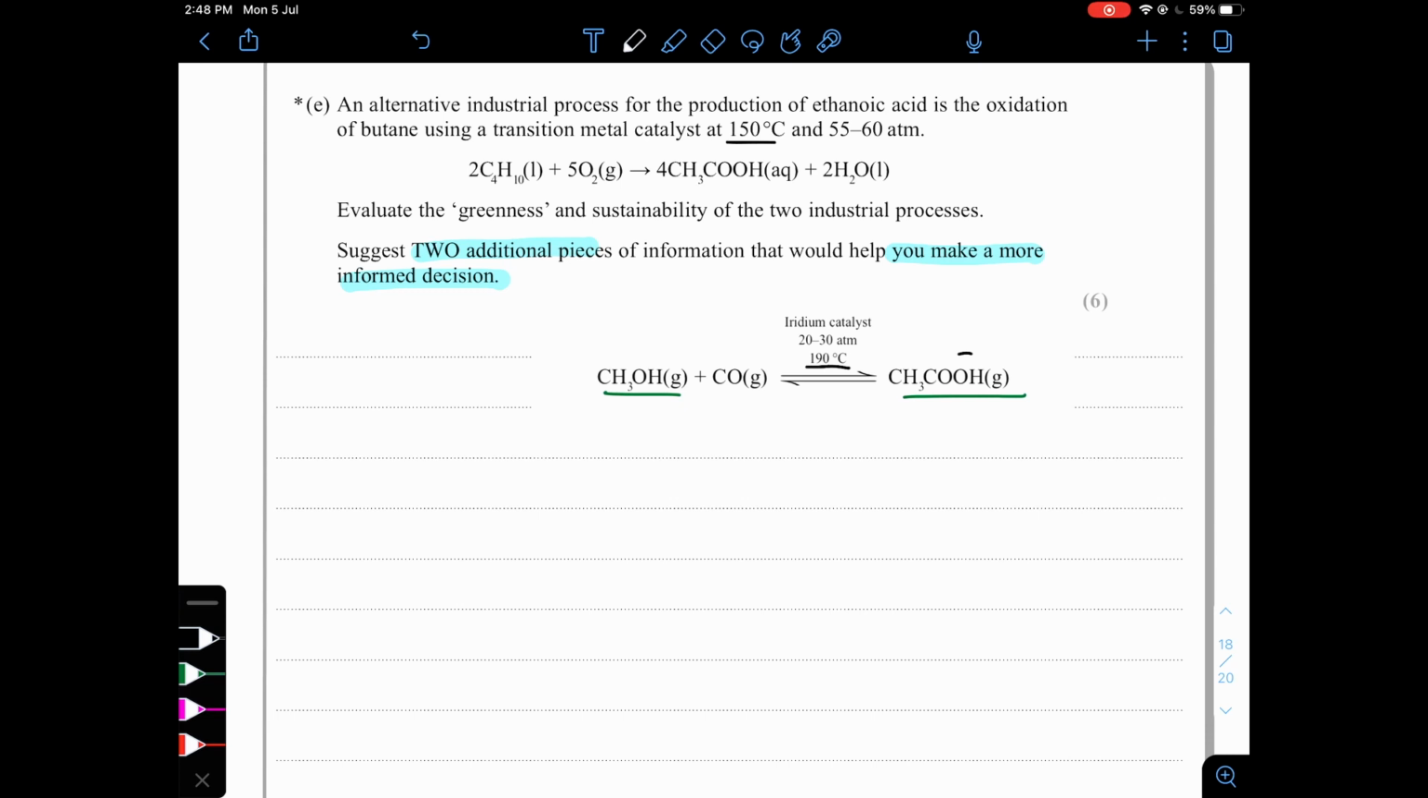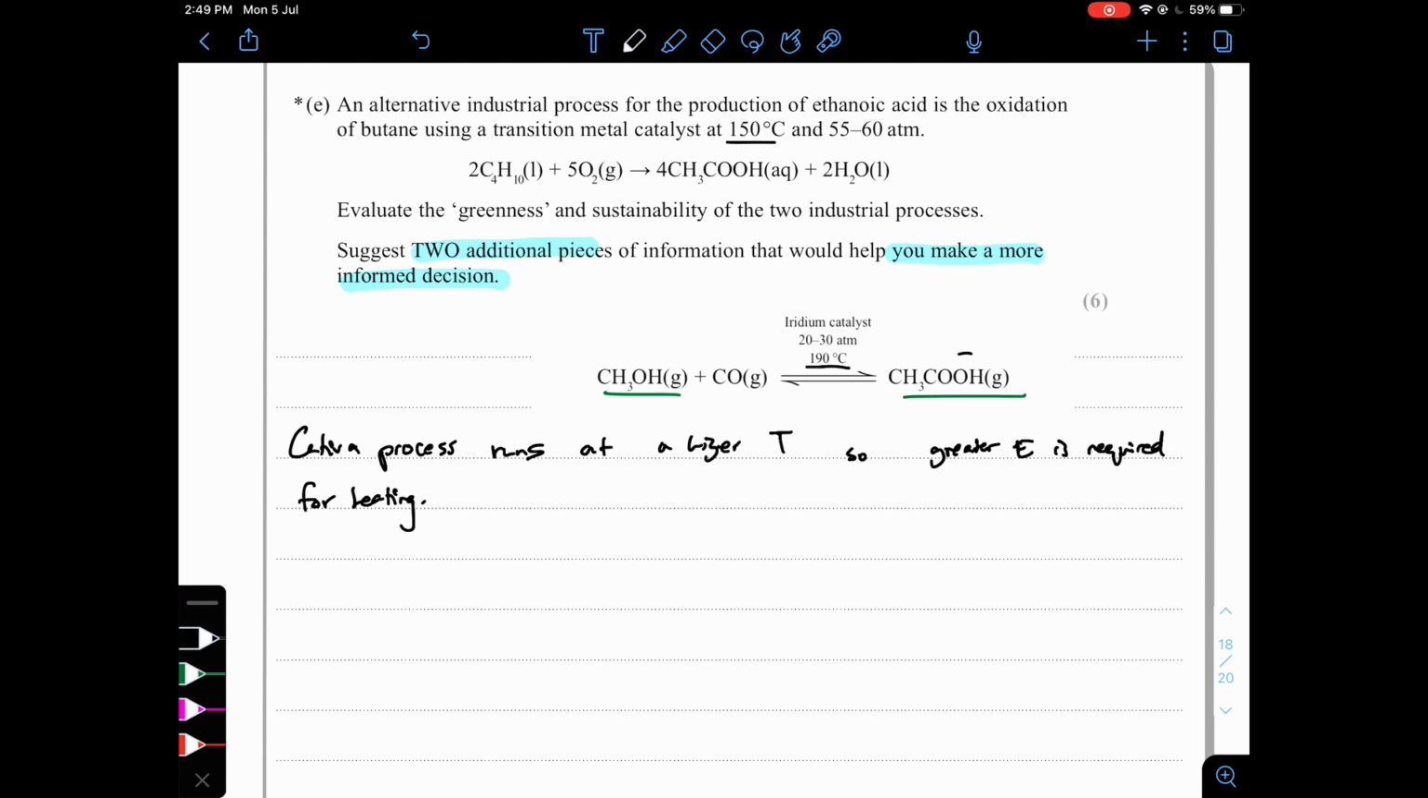So you can see that the Cadiva process runs at a higher temperature. So what? You need more energy. So greater energy is required for heating.